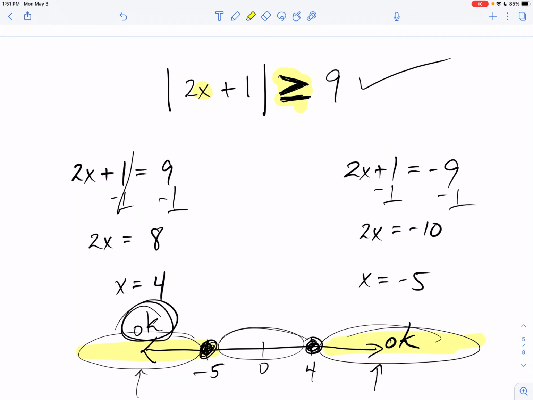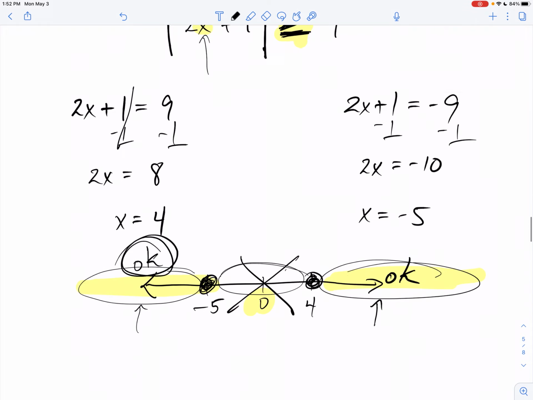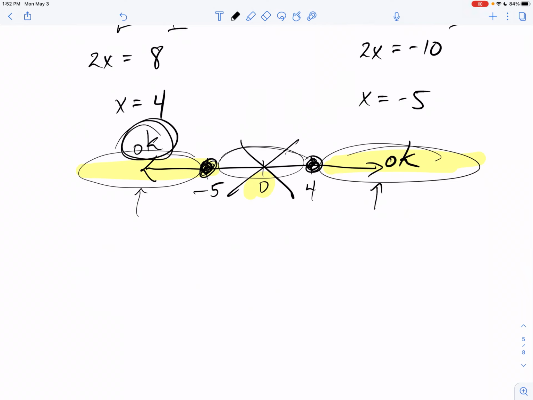And if you want to make it easy on yourself, look, plug in 0. You'll see that anything that's between negative 5 and 4 is not valid. If this were a 0, 2 times 0 plus 1 is 1. What's the absolute value of 1? It's 1. 1 is not greater than or equal to 9. This stuff is invalid.